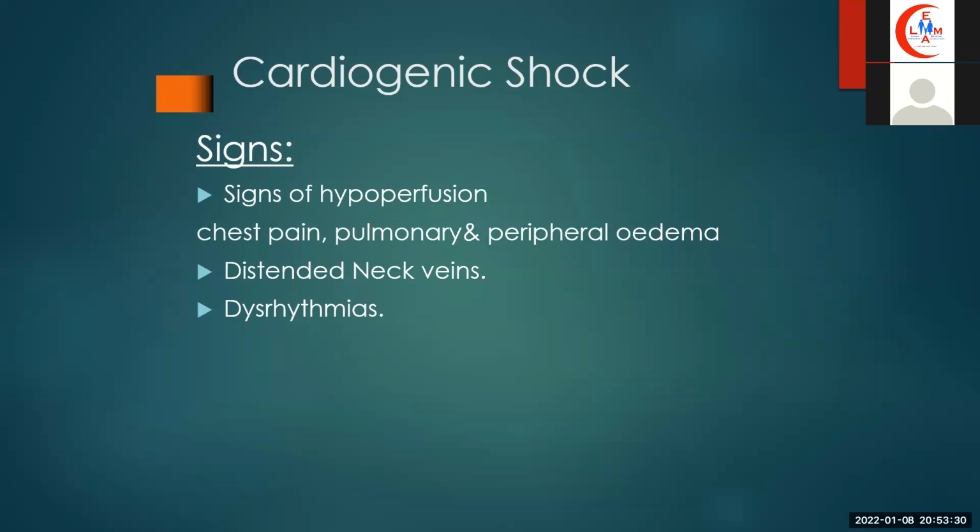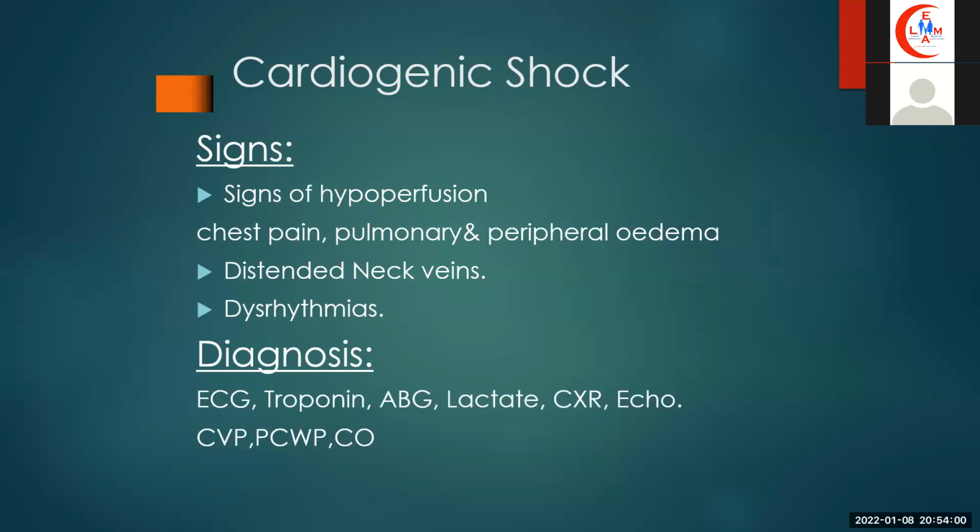And of course, you need to take a good history. Those patients usually have risk factors like hypertension, diabetes, smokers. So you need to think about checking those symptoms and signs. And how do you diagnose cardiogenic shock? You diagnose it, of course, by taking history and looking at the symptoms and signs. And there are also diagnostic tools that you can use. Of course, ECG is very important.